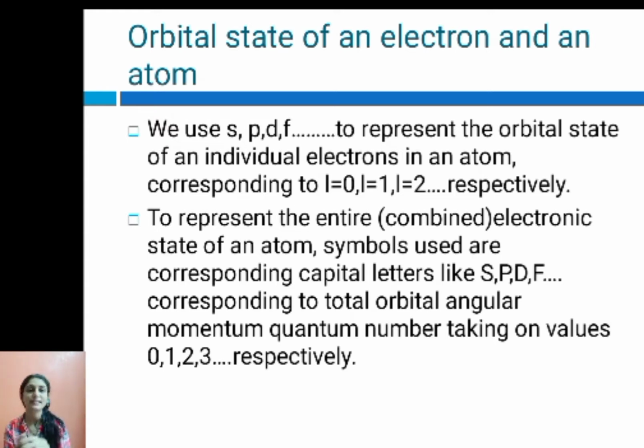As we describe the state of an electron in a similar fashion, we can describe the orbital state of an atom, and for that we use capital letters: capital S, capital P, capital D, and capital F. The total orbital angular momentum of the atom, capital L, is equal to 0 for the capital S state, and capital L is equal to 1 for the P state. So suppose I have an atom for which L is equal to 2, the total angular momentum for that atom is 2. That means the atom is in the D state.